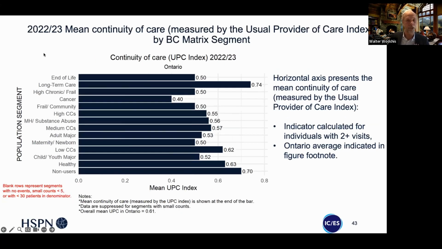So a next one was continuity of care. I'm not going to do them in order. I will get to ALC after. So continuity of care, this is the simple way of just saying what proportion of your visits were to the physician you saw most often, almost always a primary care physician. So you see here that it does vary.